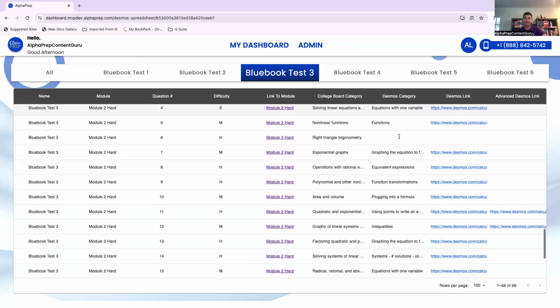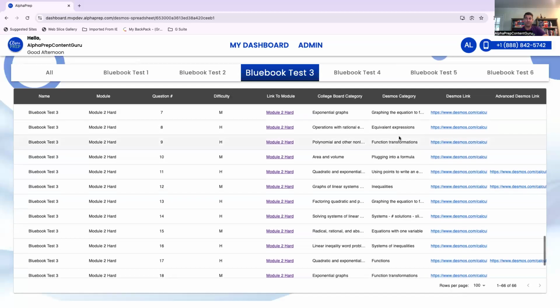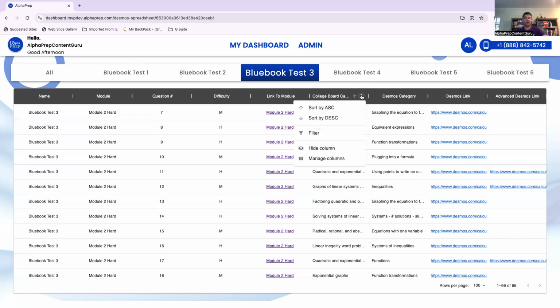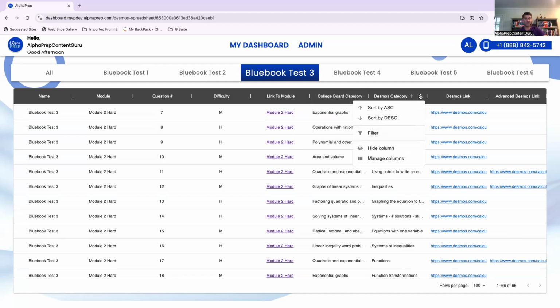And the idea is that sometimes you might want to focus on a particular Desmos category that encapsulates multiple College Board categories. You can sort and subsort by College Board category or by Desmos category. College Board categories are the same as the categories on Khan Academy and the same as the categories that are made by the College Board.